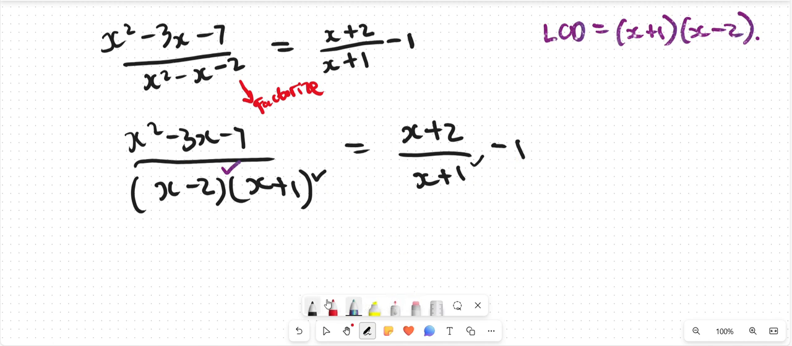Again, what am I going to do with that? I'm going to times every single fraction with it. So if I times this fraction with my LCD, then the x minus 2 and the x plus 1 are going to cancel. So I'll be left with just this guy.